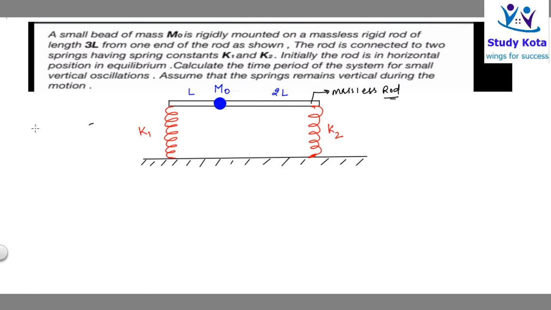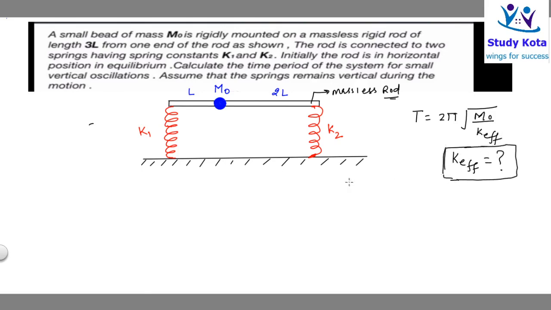So let us continue with the solution. First of all, we have to know what we have to find to reach the solution. It has asked for the time period. We know that the time period is 2 pi root of m upon k effective. Here m is m naught, and we need to find k effective. So our aim is to calculate k effective for this given question.